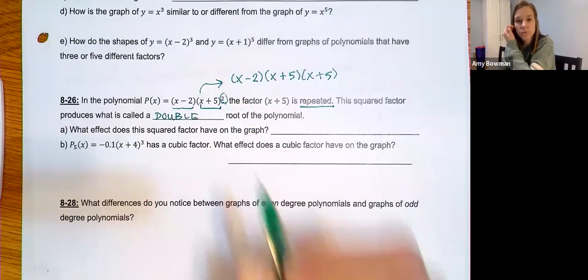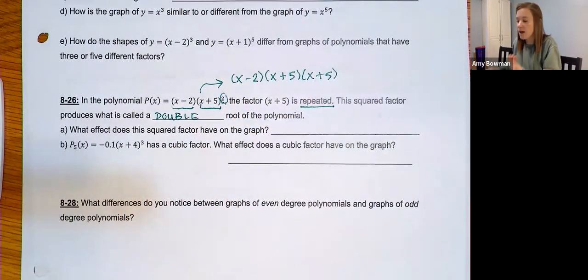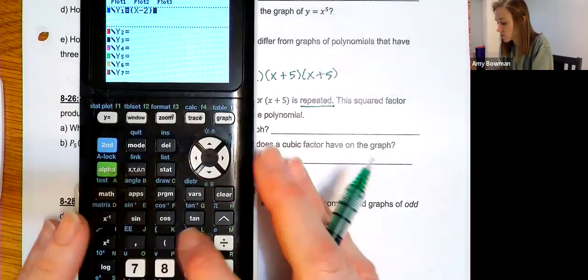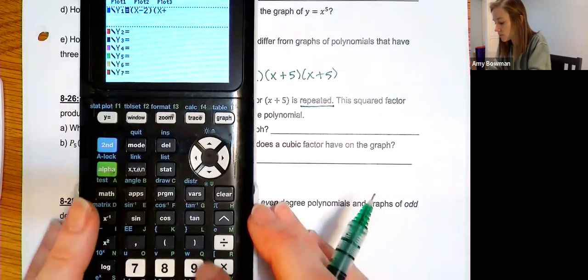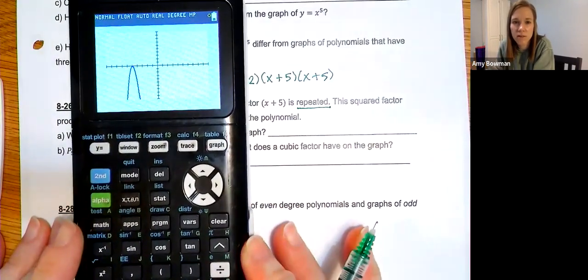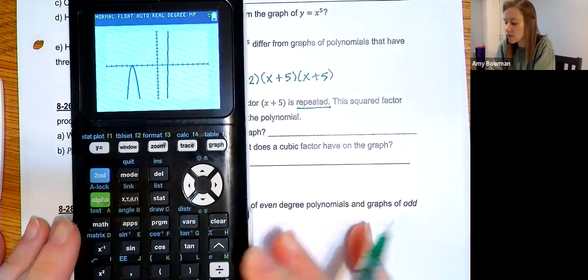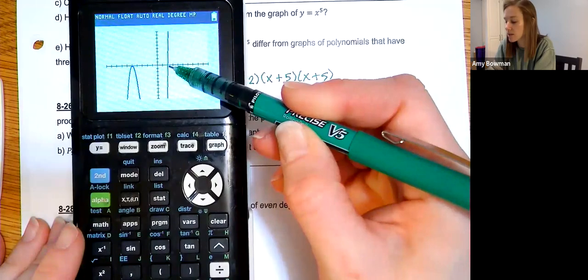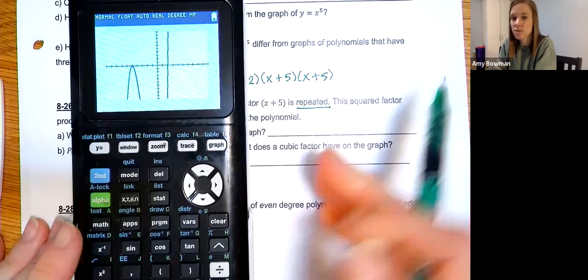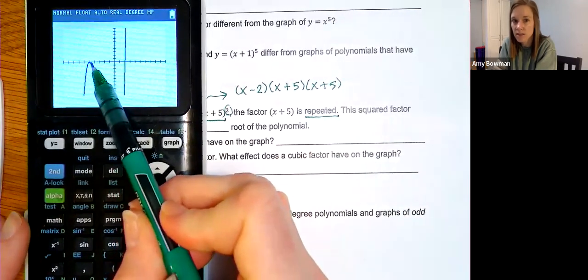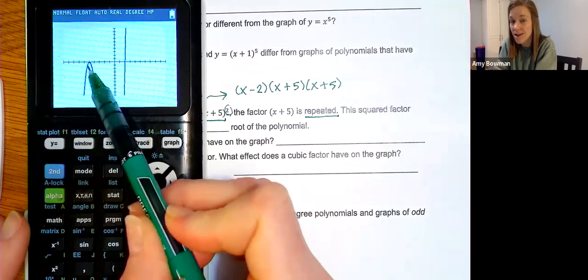It's a double root. And we want to know what effect that has on the graph. So let me type this function in here. So if I have x minus 2 times x plus 5 squared, and I look at the graph of this, obviously this continues down more. So this is this one right here crossing through the x-axis. That's my x minus 2. And then x plus 5 squared gives us this x-intercept or root or 0 at -5.